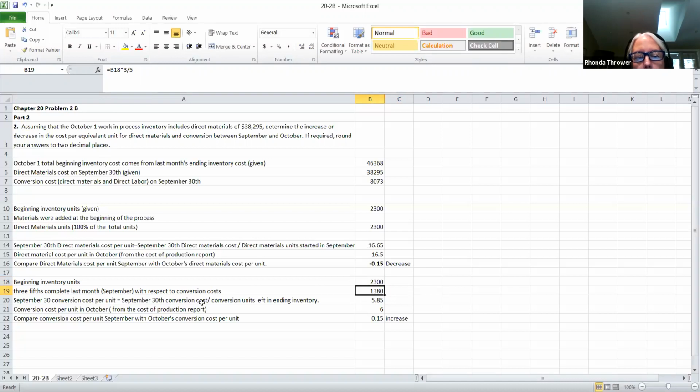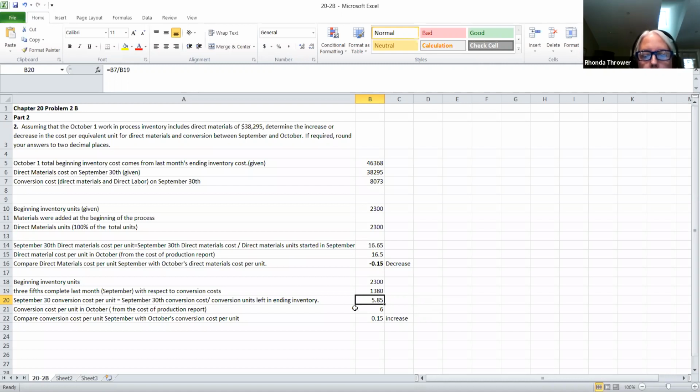Then you're going to take your conversion cost and divide it by the units of conversion to give you the conversion cost per unit last month. So what I did is I took the conversion cost that we found, that was $8,073, and we divide that by 1,380 units. That gives you $5.85 was the conversion cost per unit last month.